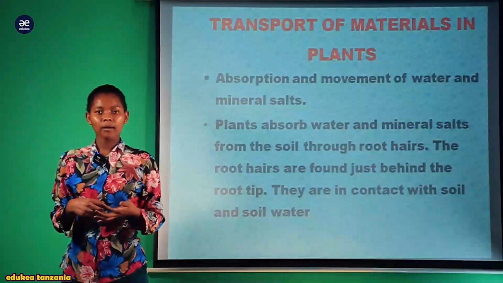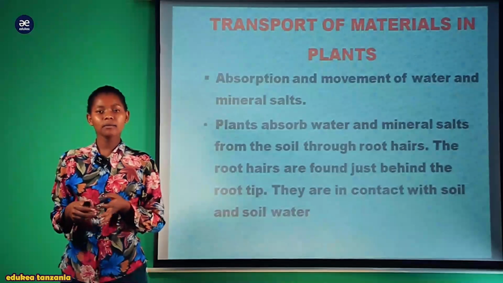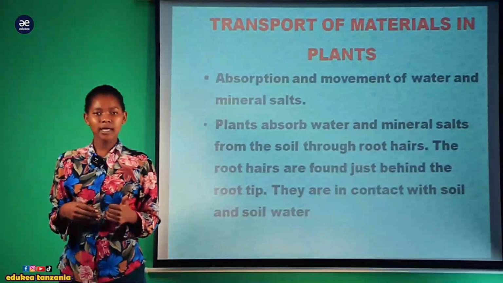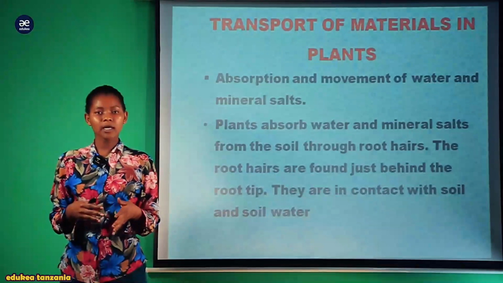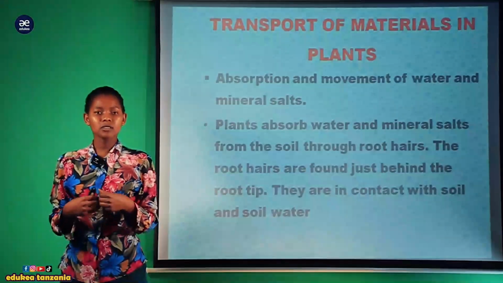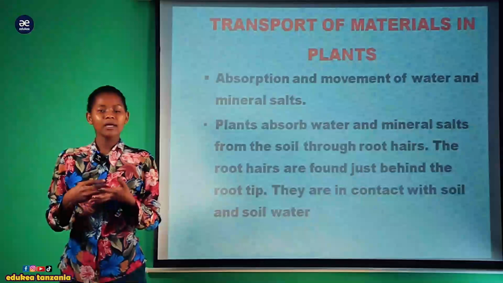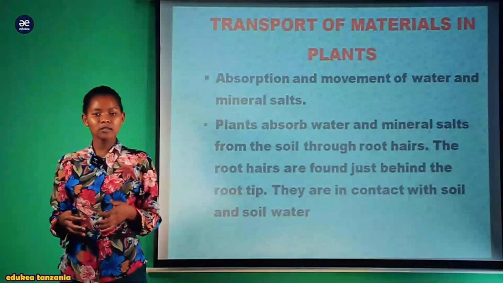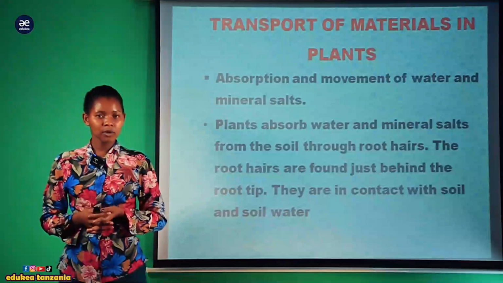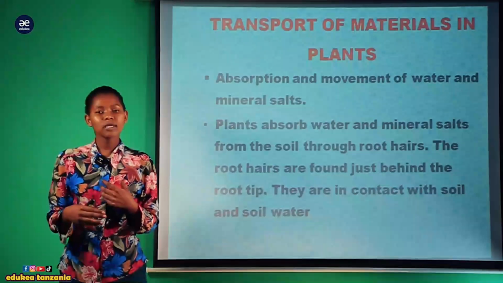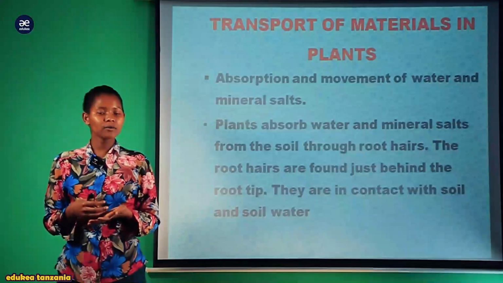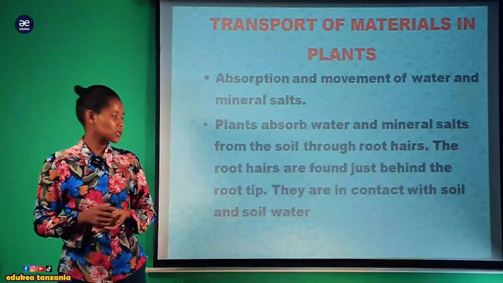Tunapozungumzia absorption ya water and the mineral salts, tunaenda kumzungumzia vascular tissue ambaye ni xylem. Xylem anahusika na conduction ya water and mineral salts katika plant. Then tulisikia tu kwamba inafanya kazi ya kuchukua maji na salts kutoka katika soil kupeleka different parts of the plant body. But hatujajua ni how does this process take place. Today we will understand how this process occurs.